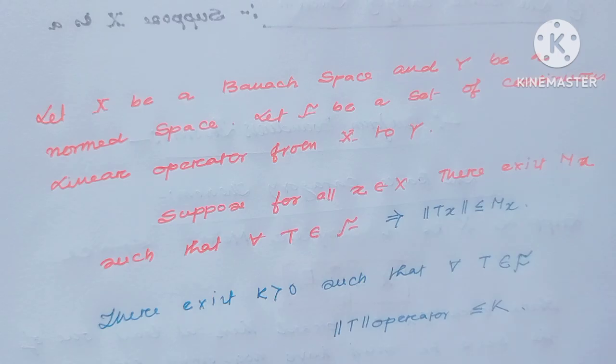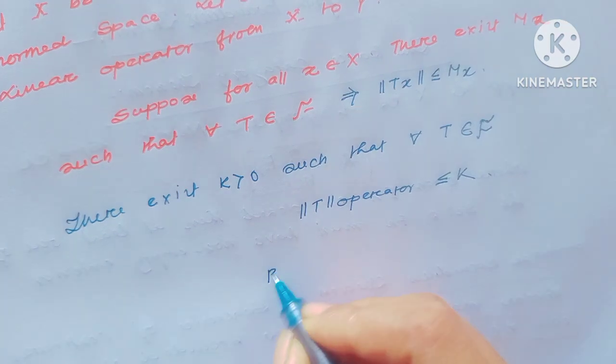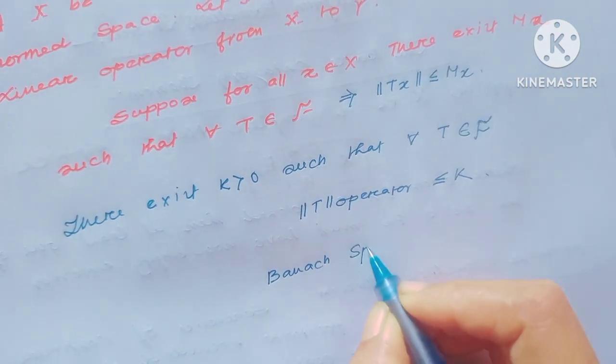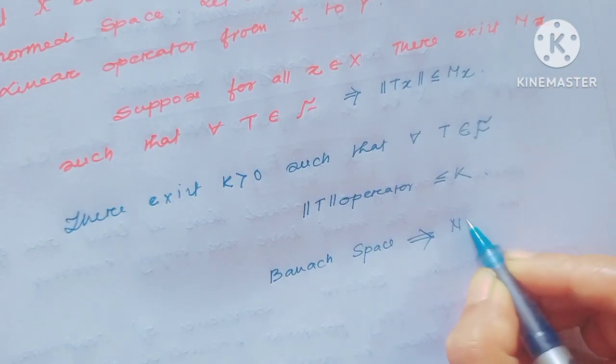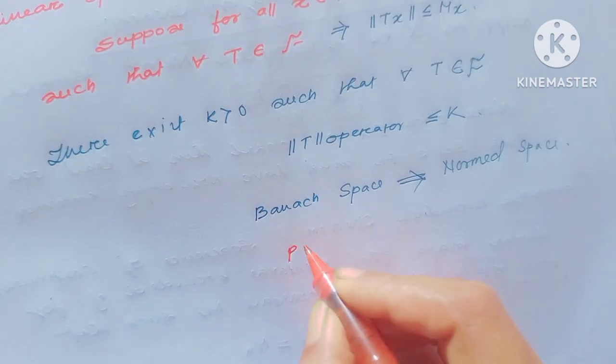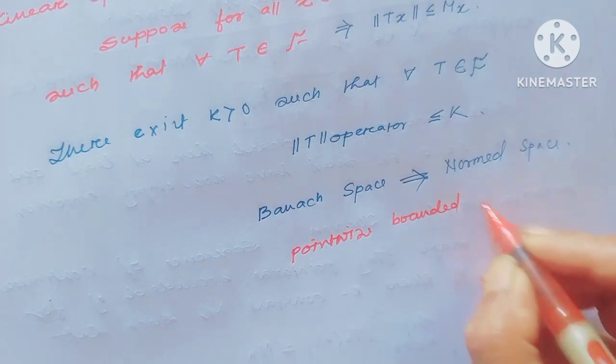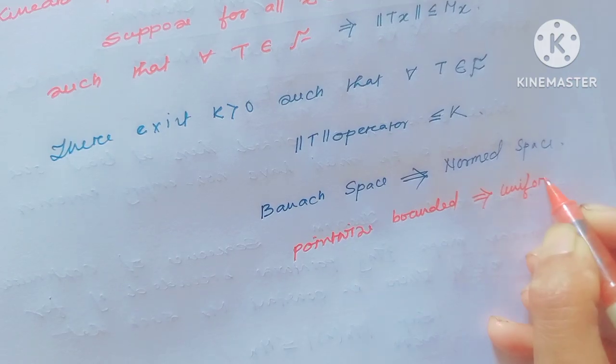That means this result tells us that for a family of continuous linear operators from a Banach space to any normed space, pointwise boundedness always implies uniform boundedness.